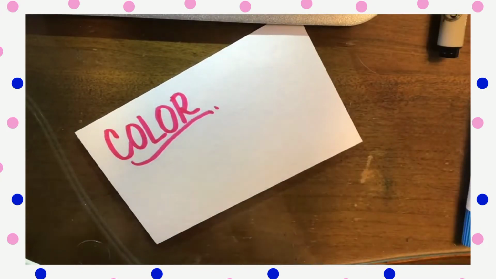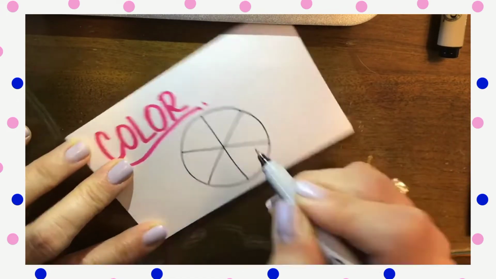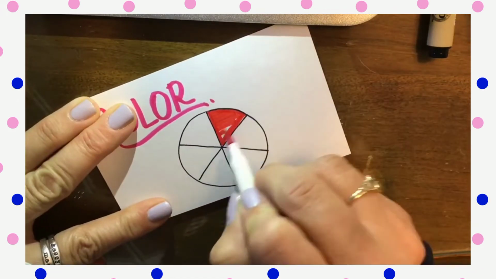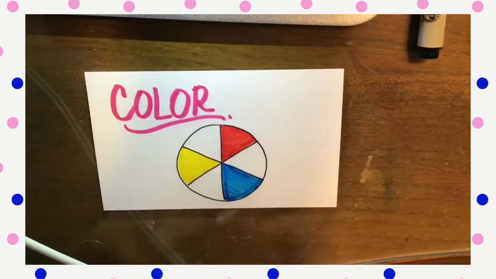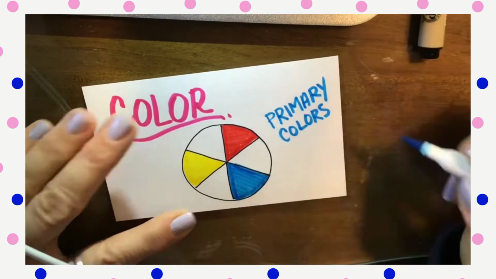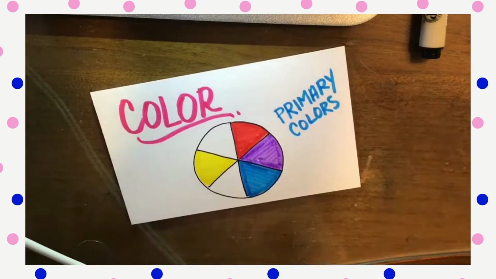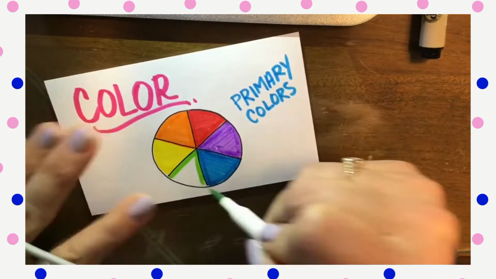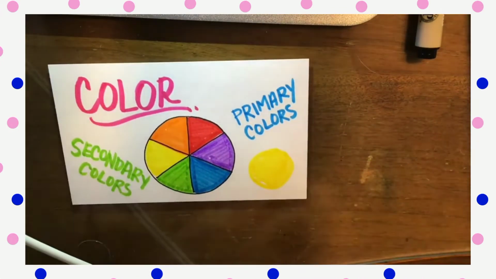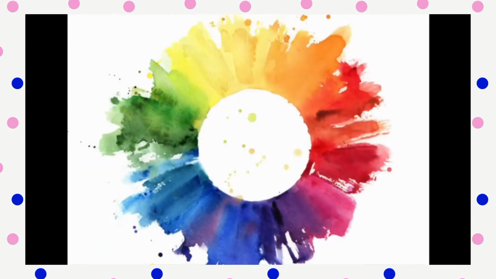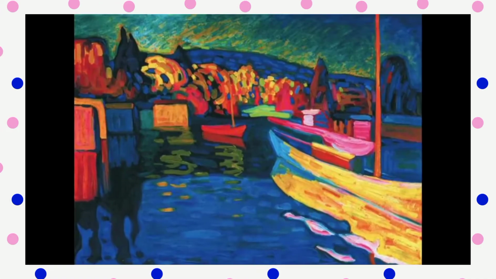Color, also known as hue, can add interest and mood to pieces of art. The primary colors are red, blue, yellow. There are also secondary colors and tertiary colors. You can have warm colors or cool colors, tints, lighter colors, or shades, darker colors. And you can use color to add emphasis and interest to your work.